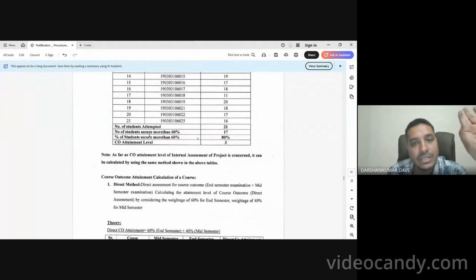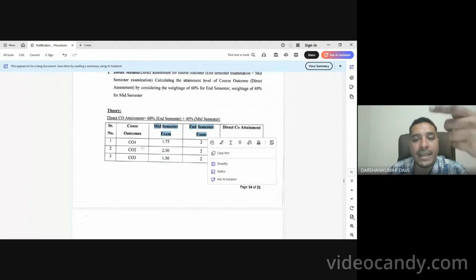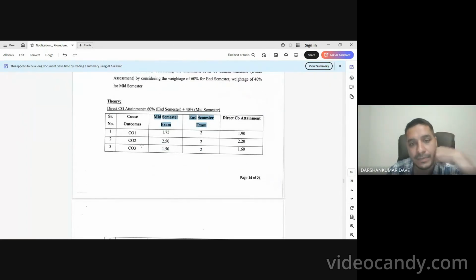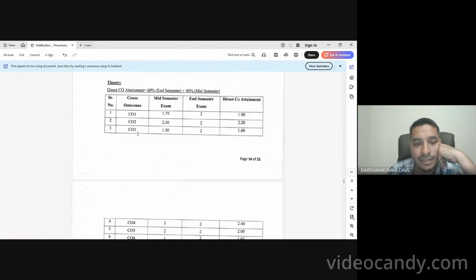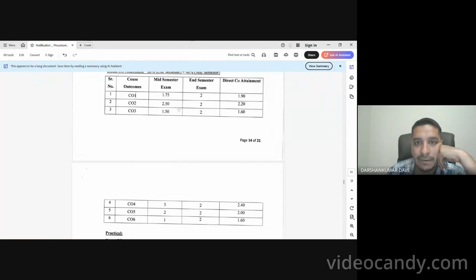Once the same calculation is done for internal as well as external examination, mid-semester examination as well as end-semester examination, you are writing the final attainment. So again, the table contains all the course outcomes 1, 2, 3, 4, 5, and 6: the calculation in mid-semester examination, the calculation in end-semester examination, and their average. Now you will ask me how this 1.75 is taken.